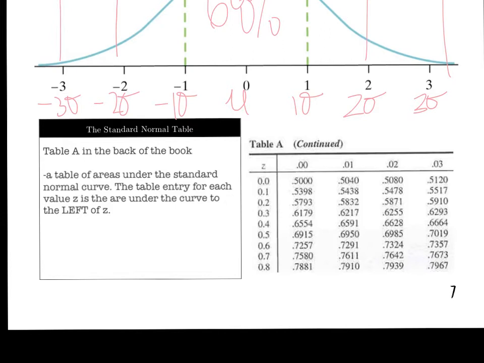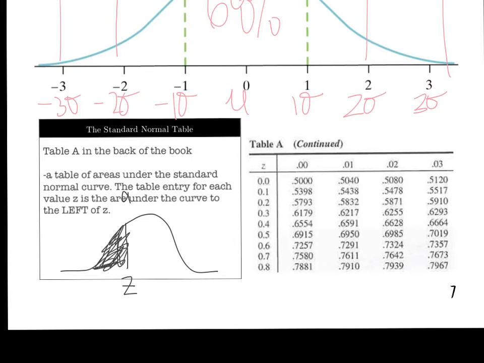Okay, it says a table of areas under the standard normal curve. The table entry for each value z is the area. Oh, well, there's a typo. Way to go, Kissel. Is the area under the curve to the left of z. So if you're looking at a curve, and let's say this is our z-score, this entry will tell us the area under the curve to the left.